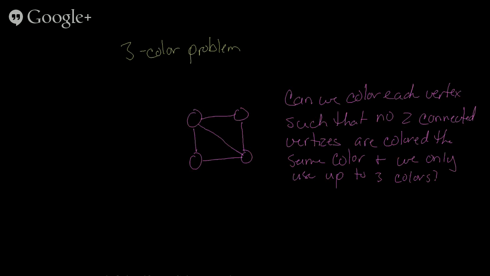So let's just talk about what a solution to this would look like. So let's say we have our 3 colors. Let's say since our graph is pink, our colors are going to be blue and green and orange. Can we color this graph G so that no 2 connected vertices are colored the same color and we only use up to 3 colors? Well, let's try it. So let's say we make this one orange. And we can't color this one orange or this one orange or this one orange because they're all connected to this first one.